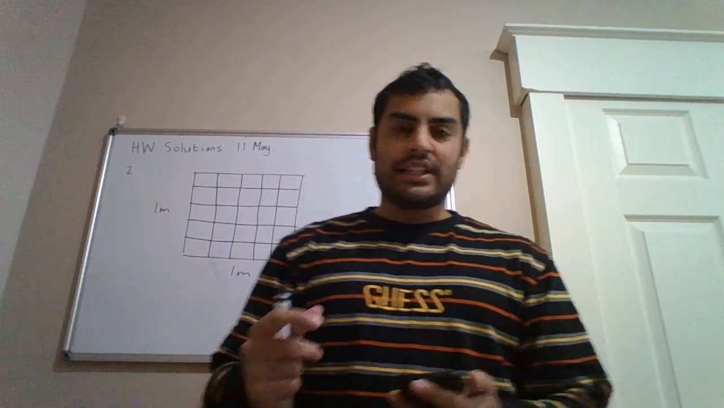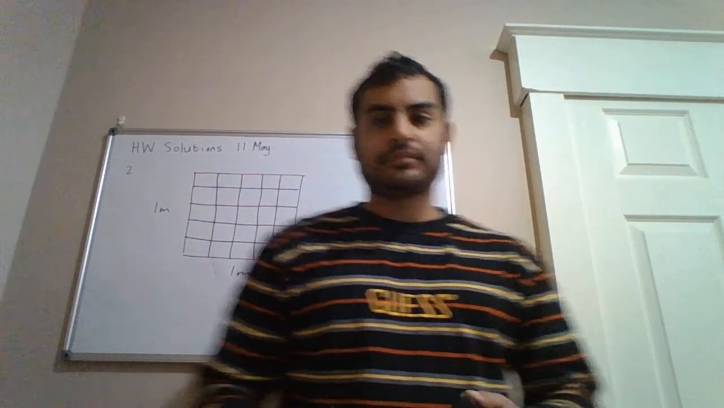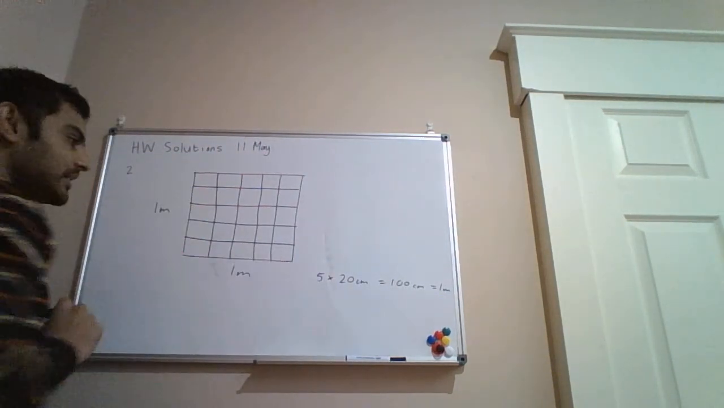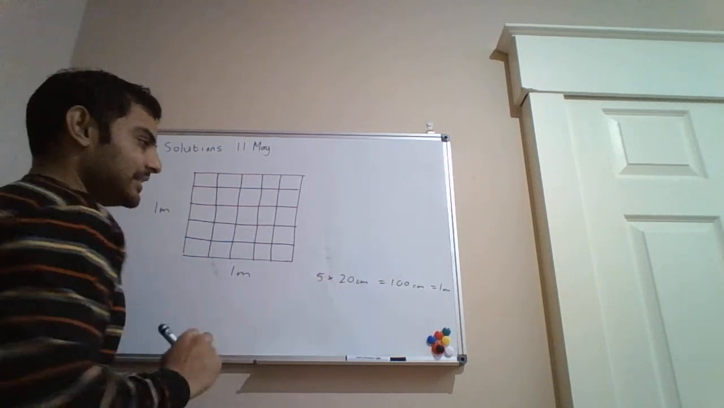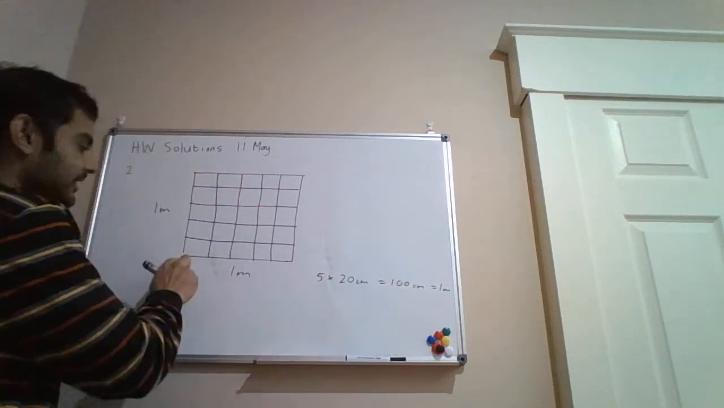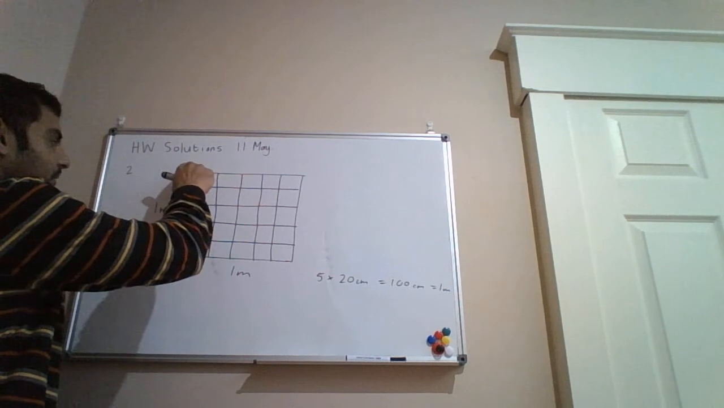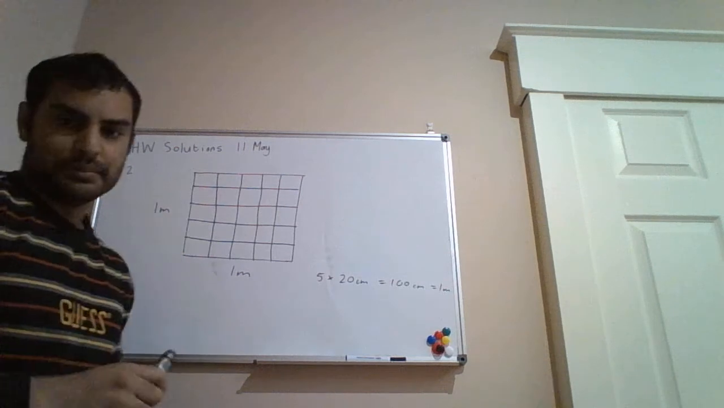So the first step in this kind of problem is to find out how many 20 centimeter by 20 centimeter tiles fit into a 1 meter squared block. So I've drawn it here. We have an area of 1 meter by 1 meter, and because 5 times 20 centimeters equals 100 centimeters, which equals 1 meter, I can split this side into 5. And then for the height, I can also split it into 5 because it's 1 meter.